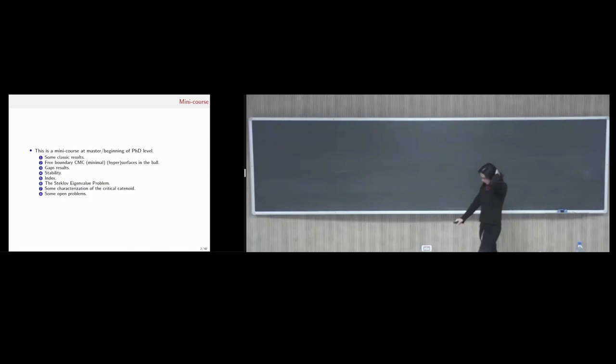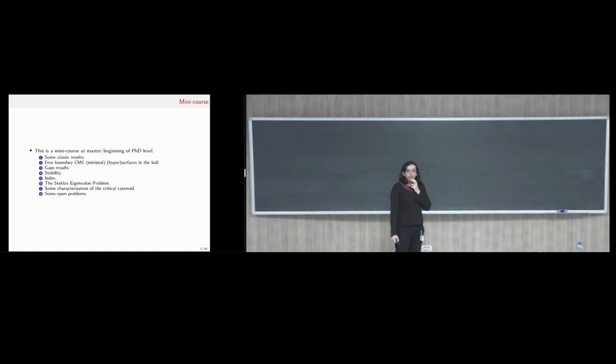What do I do in this course? This is a mini course at the master and beginning of PhD level. Yesterday you saw some classical results. Today I will see the free boundary CMC or minimal hypersurface problem in the ball. Specifically, I talk about gap results.